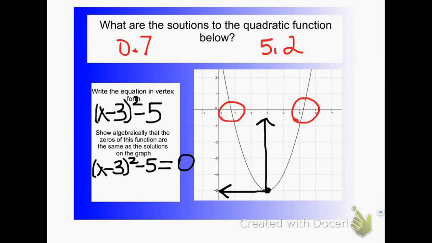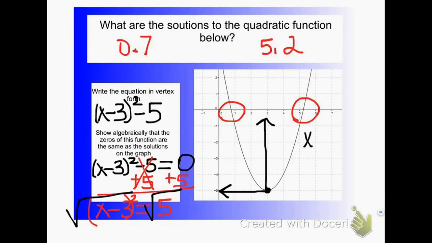So now what I need to do is eliminate my minus 5. So to do that, I'm going to add 5 to both sides. My 5's eliminate on the left, so that gives me x minus 3 squared equals 0 plus 5, which is 5. Now, what I need to do is get rid of my exponent. So to undo the exponent, I've got to do the opposite operation, which is square root. So take the square root of both sides. So that's going to leave me x minus 3 equals the square root of 5.